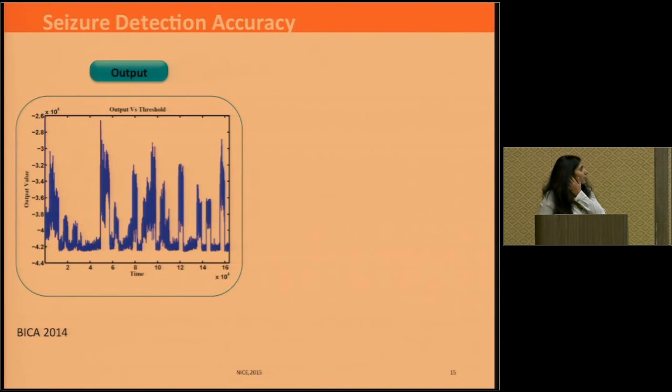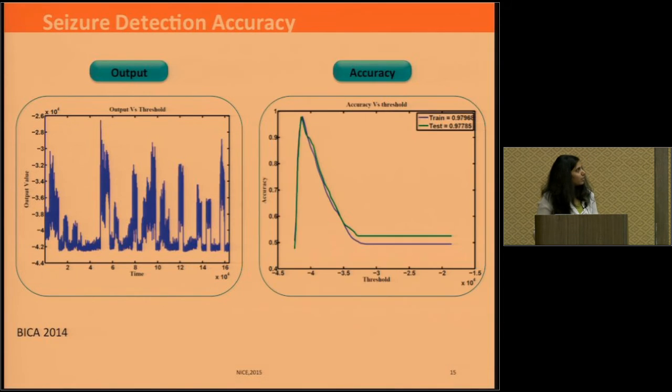So this is the output we see at the reservoir. You could see that I think the threshold was somewhere here. Most of the signals are above the threshold. And the accuracy we got was about 97%.